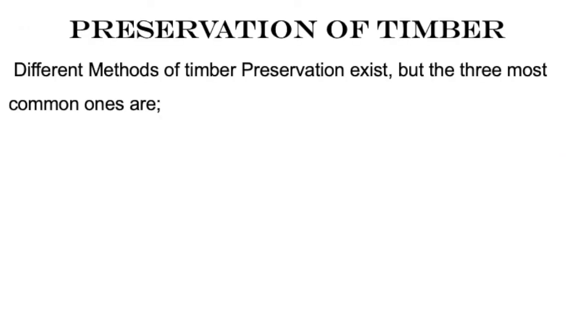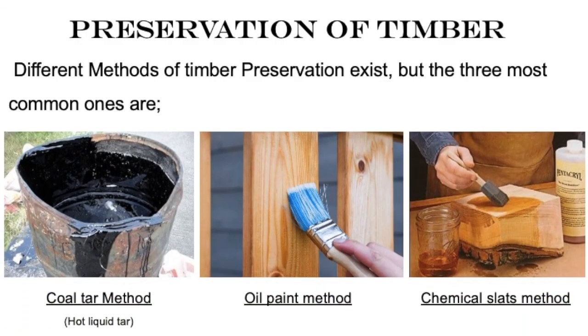So there are various methods of preserving timber, but the common ones are the coal tar method, simply painting it, or using the chemical salts method. Methods of application involve brushing, spraying, or injecting this material under pressure, or sometimes they dip these products into these chemicals.